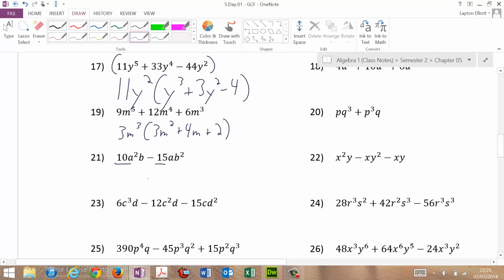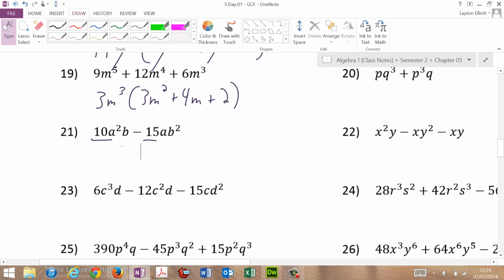21, look at the 10 and 15. If I divide 10 and 15 both by 5, then I'm going to look at the a's. I have an a, and then I can divide by a b. Don't go any larger than that because you don't have a b squared or an a squared in both of those. I end up with 2a minus 3b.